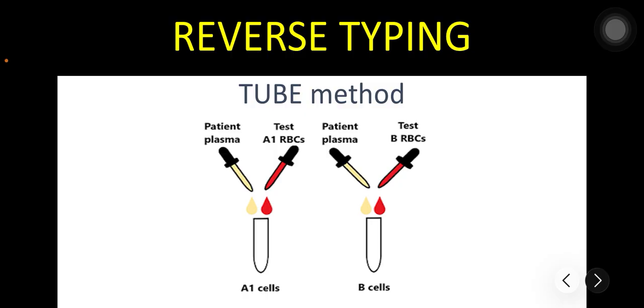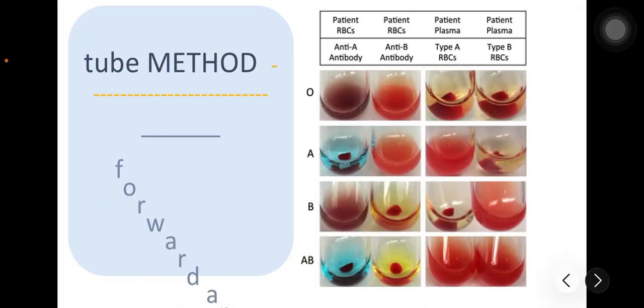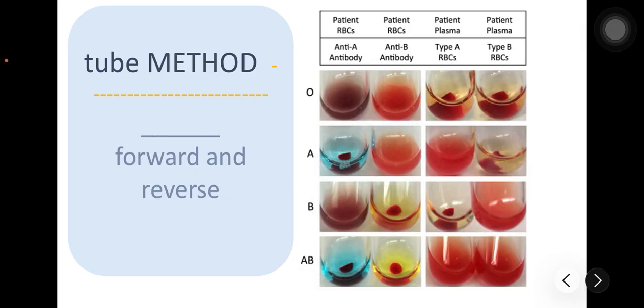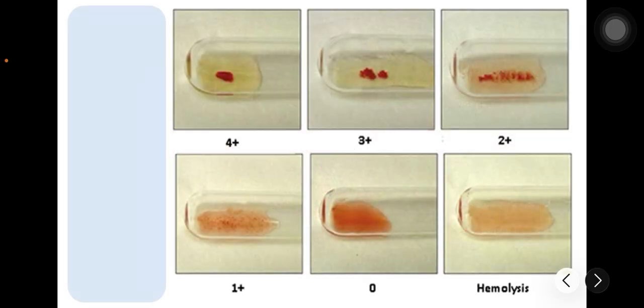as a positive reaction. So for a valid ABO type, the reverse grouping must inversely match the forward grouping. For example, a group A individual's serum should agglutinate B cells but not A1 cells. So these are just different reactions of the tube method using the forward and the reverse typing. So in here, you can also see that there is an agglutination because the antigens from the red cells bind with the antibodies present. So which will now result into this.